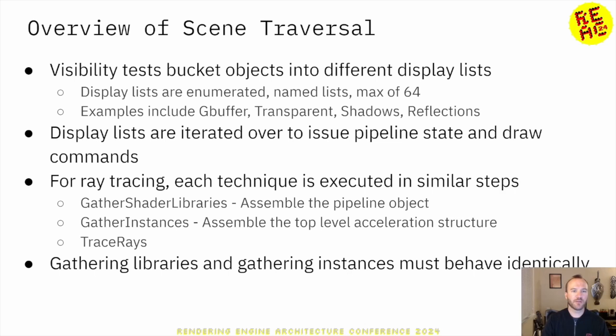The other thing to talk about real quick is how scene traversal works in the engine. At a very high level, we bucket objects in the scene into different display lists. These can be techniques like the G-buffer, transparent pass, cascade shadows, punctual light shadows, and of course, ray tracing techniques. Display lists are named enumerations, so they have a backing type, which is a UN64, meaning we can support a maximum of 64 of them.